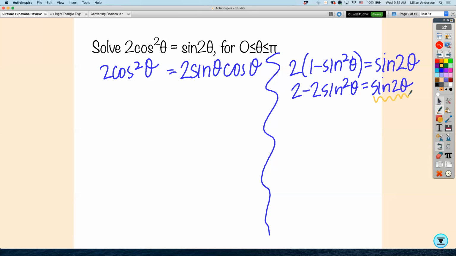This right here, that's a double angle. It's not like an exponent. That two is not an exponent, so I can't use a Pythagorean identity with this one. I am going to need to change that using the identity. So you can change both sides.